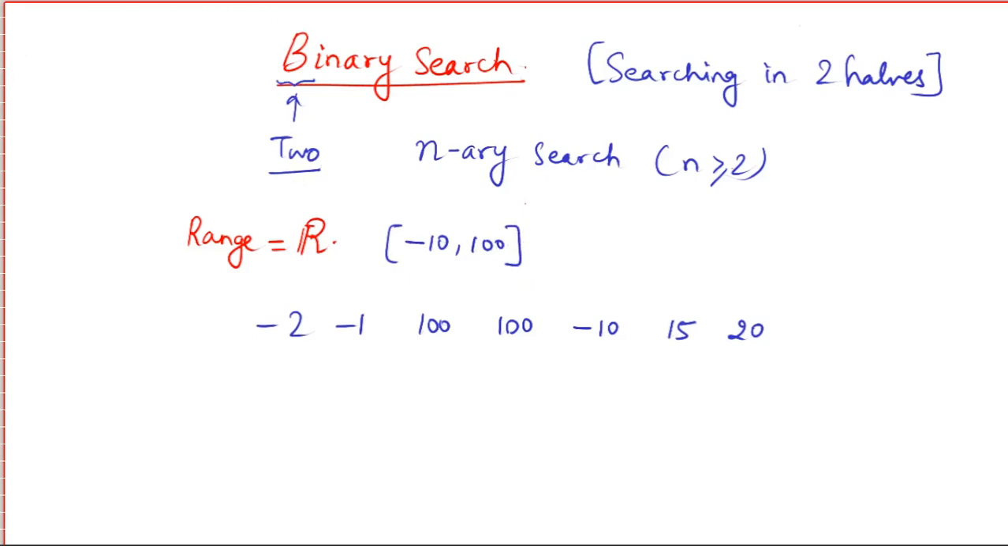But here is the catch. Binary search assumes that the array or the set of numbers is sorted. Numbers have to be in the sorted order. And why is this essential?